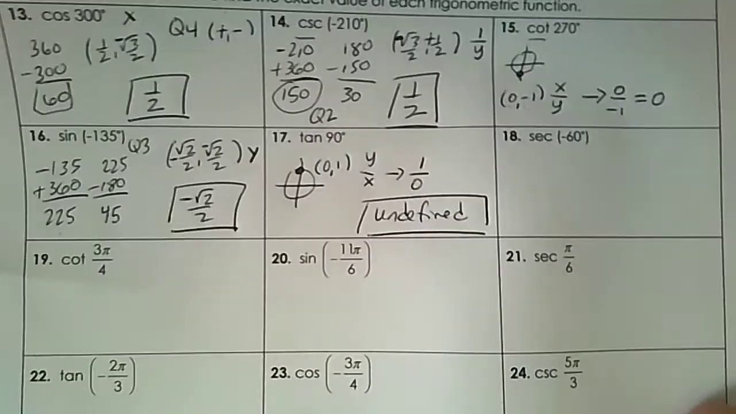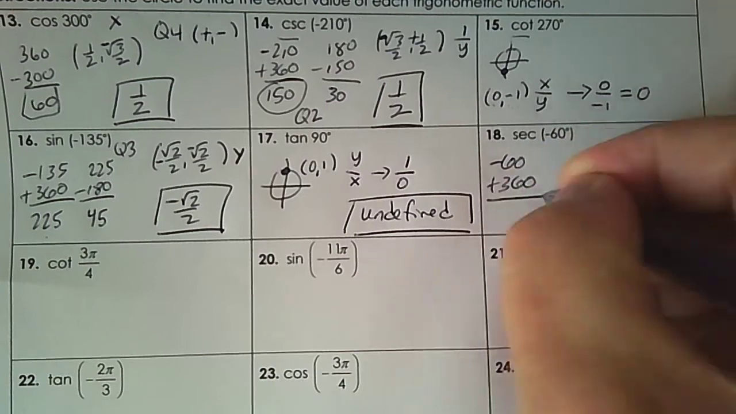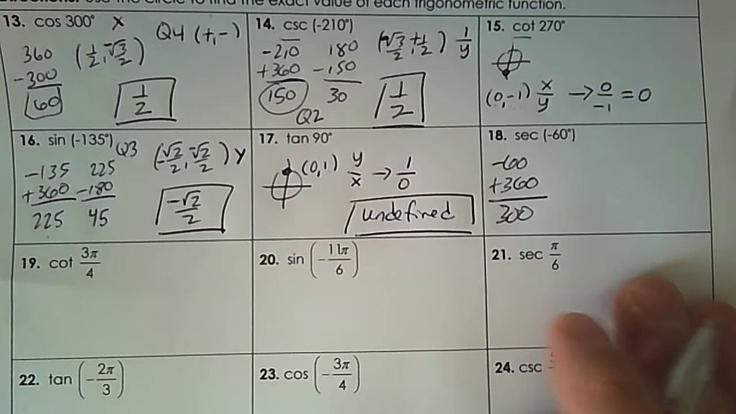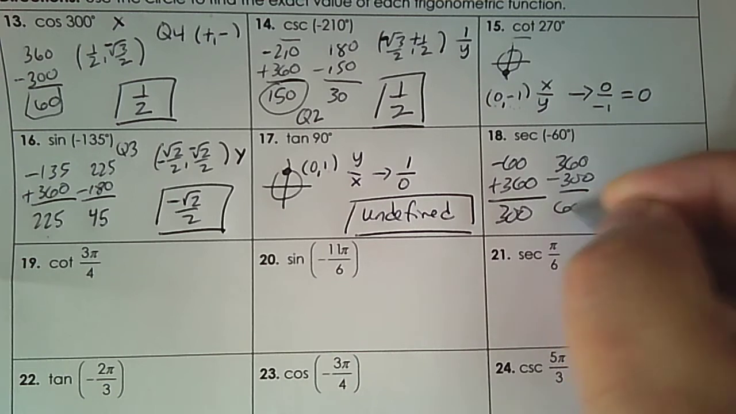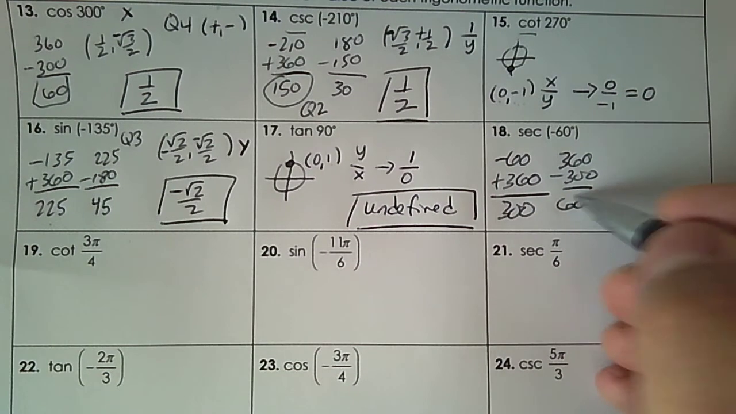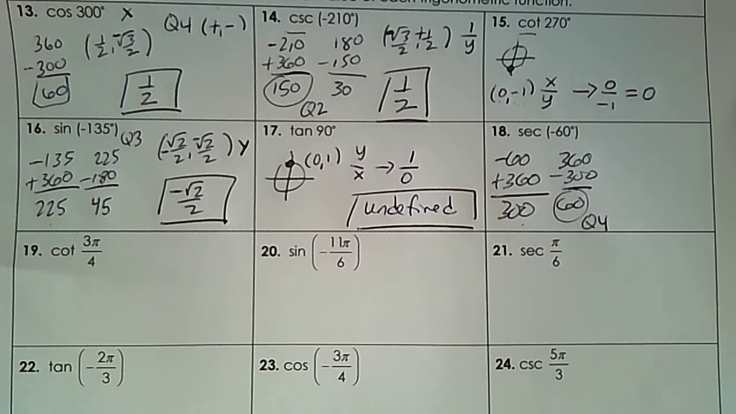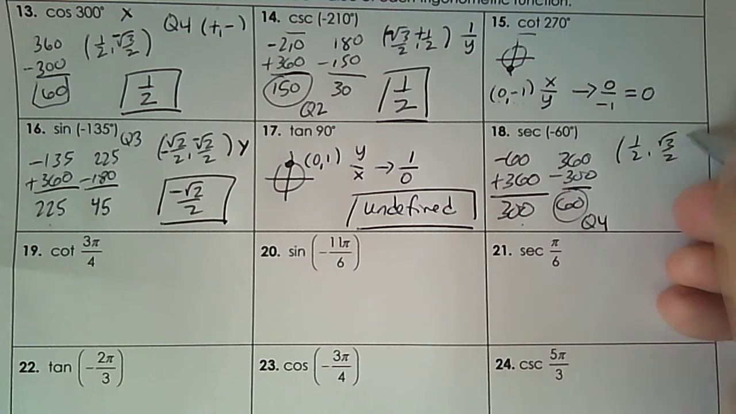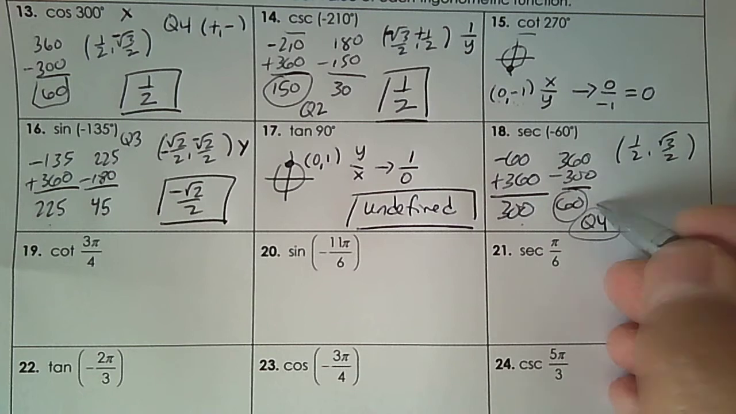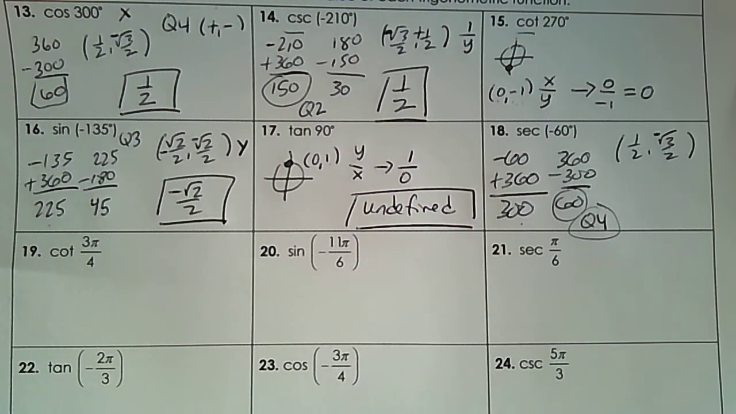18. Negative 60. Add 360, and you get the answer positive 300. Take 360 again and subtract 300 to find the reference angle. So the reference angle is 60, and the quadrant that we're in is quadrant number 4. So at 60 degrees, what point is it on the unit circle? So it's 1/2 and root 3 over 2. In quadrant number 4, x is positive, and the y value is negative.